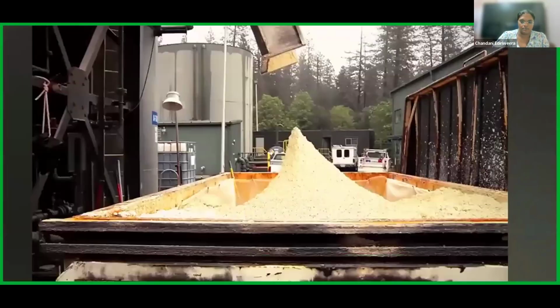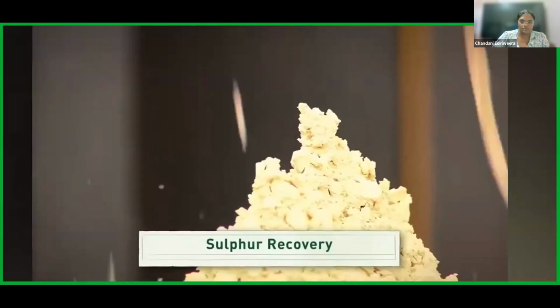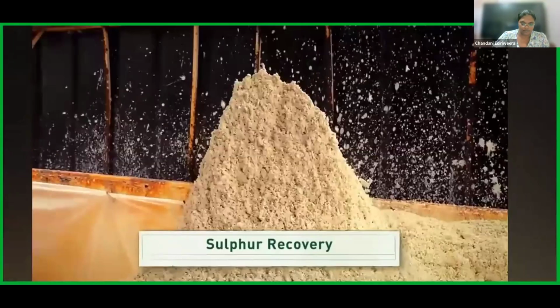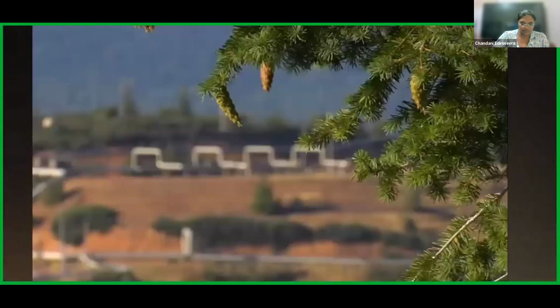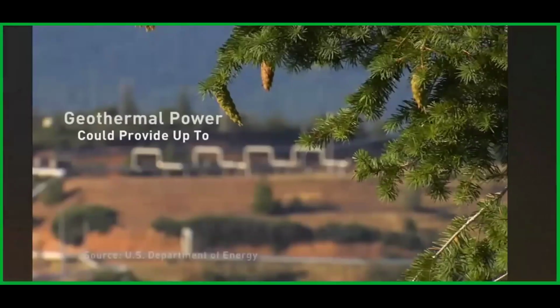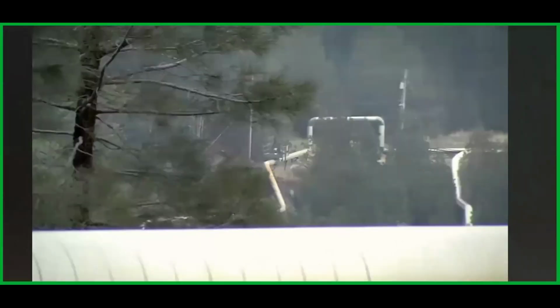Some plants do produce solid waste, but that solid waste may contain minerals that we can remove and sell, which lowers the cost of this energy source. The U.S. Geological Survey estimates that untapped geothermal resources in the United States, if developed, could supply the equivalent of 10% of today's energy needs and cut our dependence on fossil fuels.